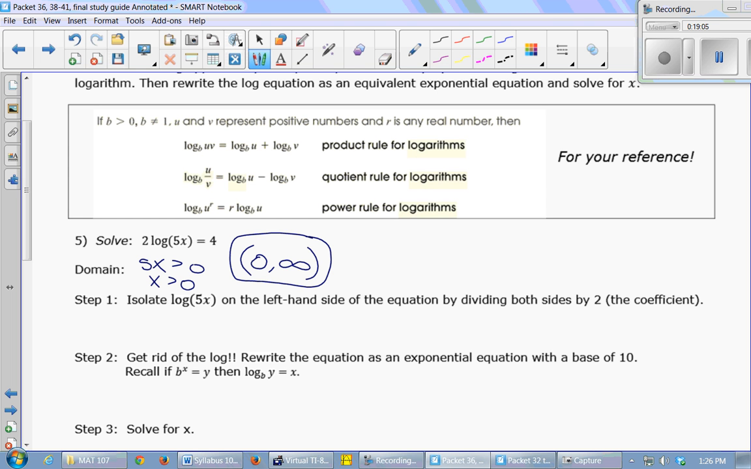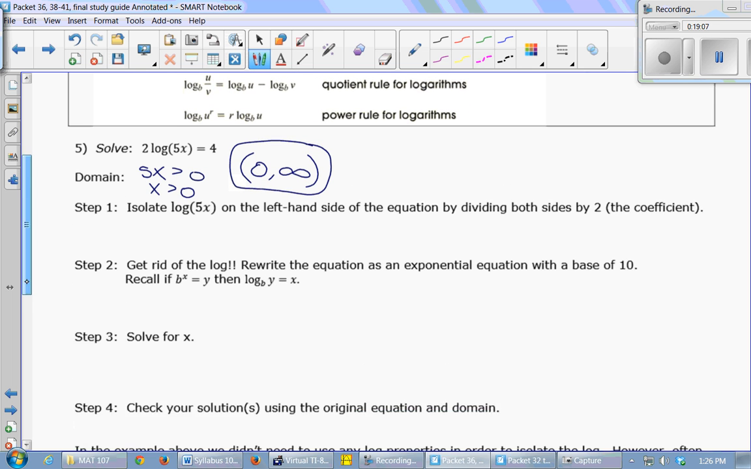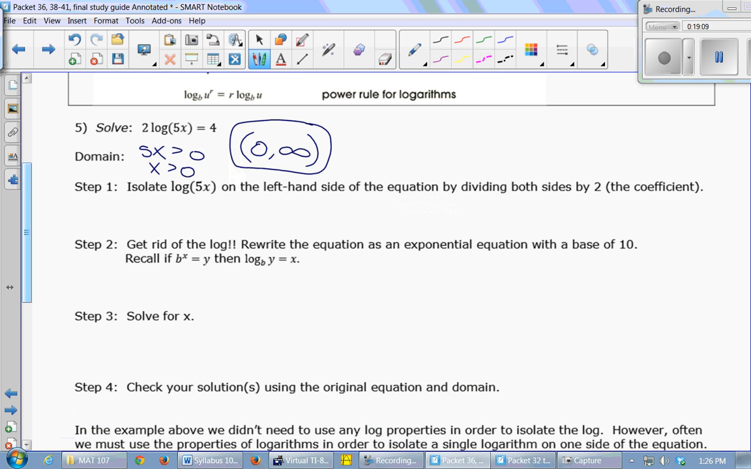All right, so to isolate the log of 5x, I want to get that by itself. How would I get rid of that 2? I could divide by 2. So I'm going to have log of 5x equals 2. Just divided both sides by 2.